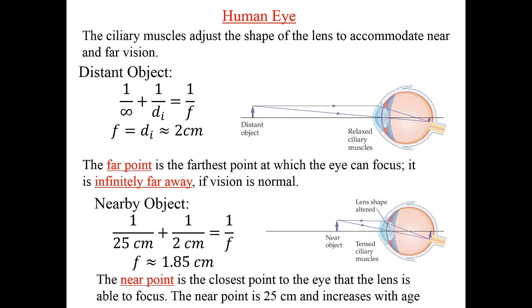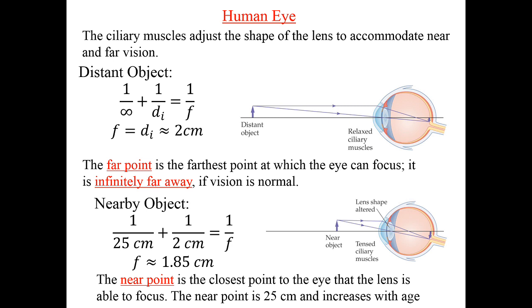Next, let's look at the near point. How close can you move an object where you can still focus on it? Try it. If you bring something right up to your eye, it will be blurry. You'll need to move it away before you can focus on it. We will call it about 25 centimeters, and that means the distance to the object is 25 centimeters, and the distance to the image is still 2 centimeters, because it is the distance between the lens and the retina, and you can't change that. So when we solve for the focal length, our focal length now is 1.85 centimeters.